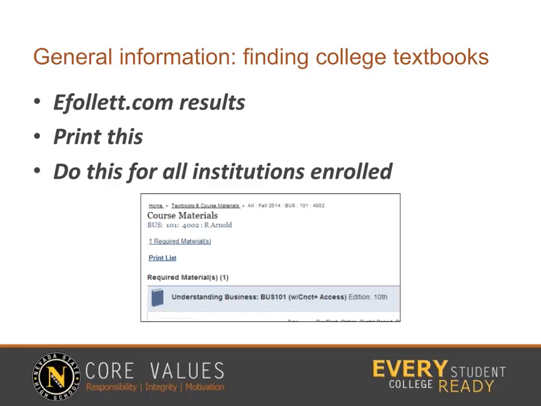Once you press the Buy Books button, you will be directed to the efollett.com page. Now mind you, this may change in the future, but for this presentation, this works. You will need to print this and repeat this process for all institutions that you're enrolled in. This is your eFollett printout and is the second item that you need for pre-approval. One more document to go. Click to the next slide when you are ready.